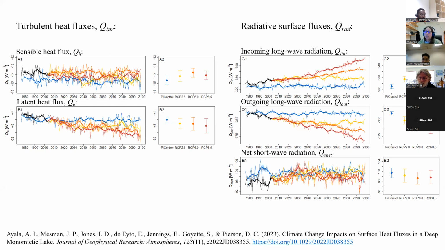So the turbulent and radiative surface heat fluxes show significant changes in the future emission scenarios over time, primarily for latent heat fluxes, incoming long-wave radiation, and outgoing long-wave radiation. However, the pre-industrial control shows no significant changes. The sensible heat flux was the lowest contribution to the lake heat loss, with the greater heat loss projected for the pre-industrial control, while it was lower for the future emission scenarios. And the net shortwave radiation contributes lower heat input in the future emission scenarios than for the pre-industrial control.